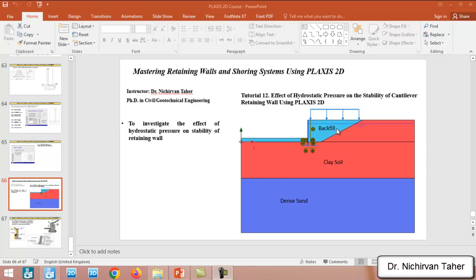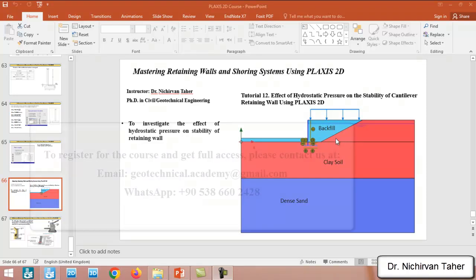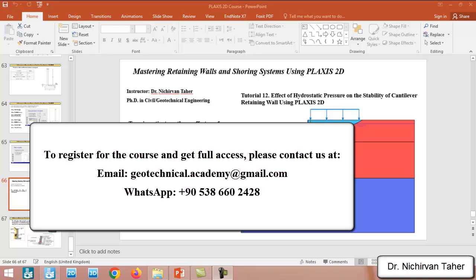So we will use the same example from tutorial 11, and we will save under a different name, and we will do some changes and add the water behind the retaining wall, and we will analyze the problem and see the effect of this hydrostatic pressure on the stability and deformation of the wall.